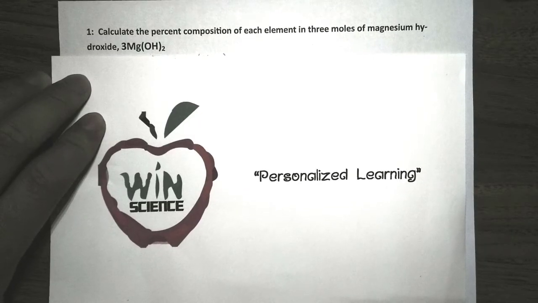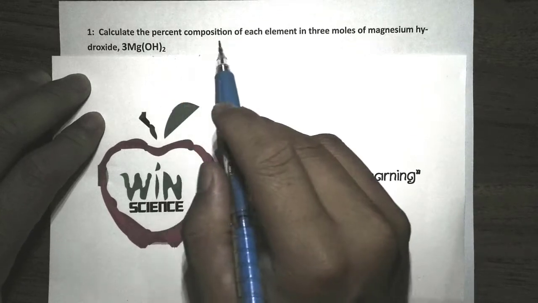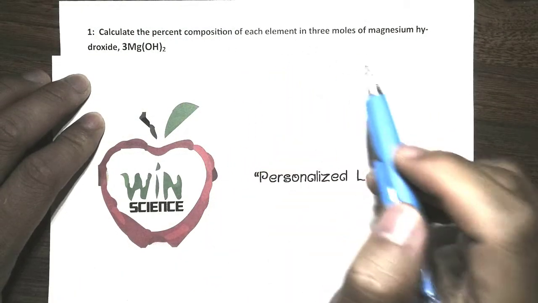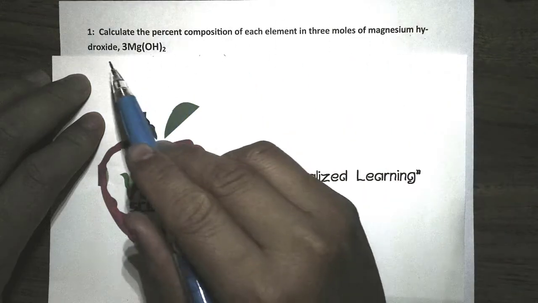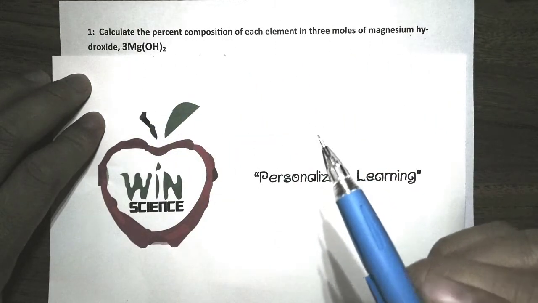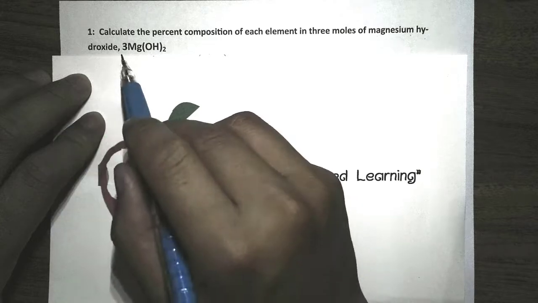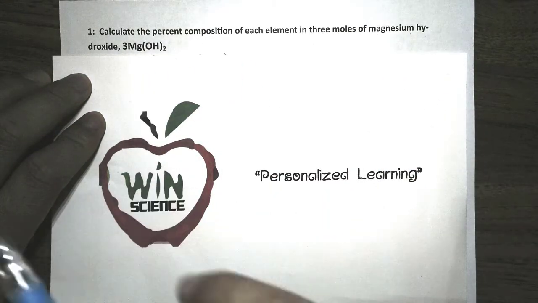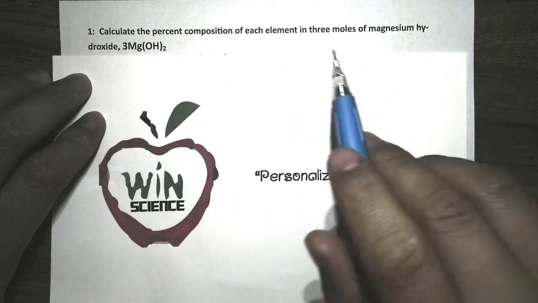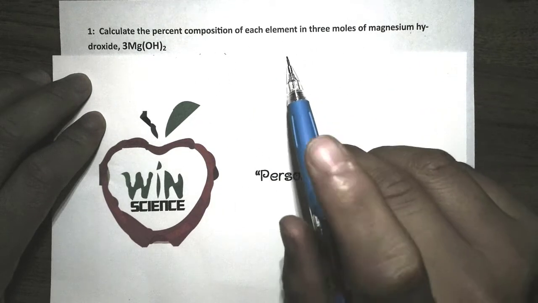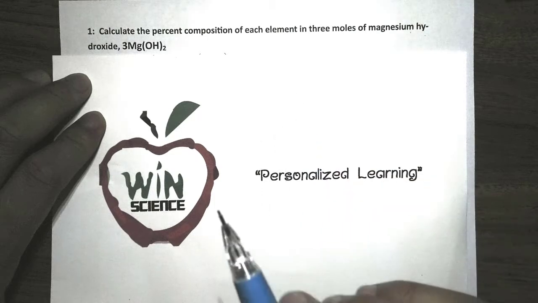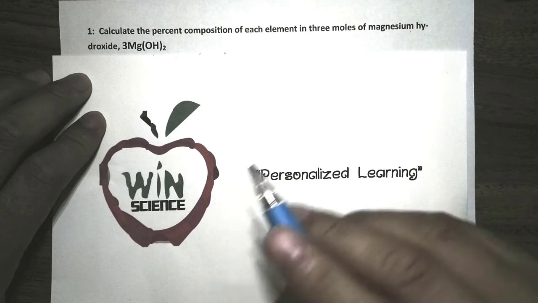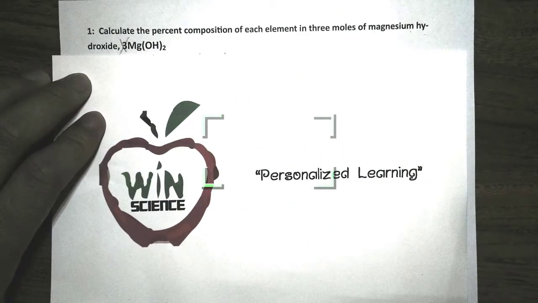So let's do an example problem. Calculate the percent composition of each element in 3 moles of magnesium hydroxide. And again, look at the 3 moles. Do we care about the 3 at all? Remember the previous problem, if we have the entire sample of the same substance, all we have to do is look at 1 mole or 1 compound. So we can just ignore the 3 when we calculate our percentage composition for each of the elements in the compound.